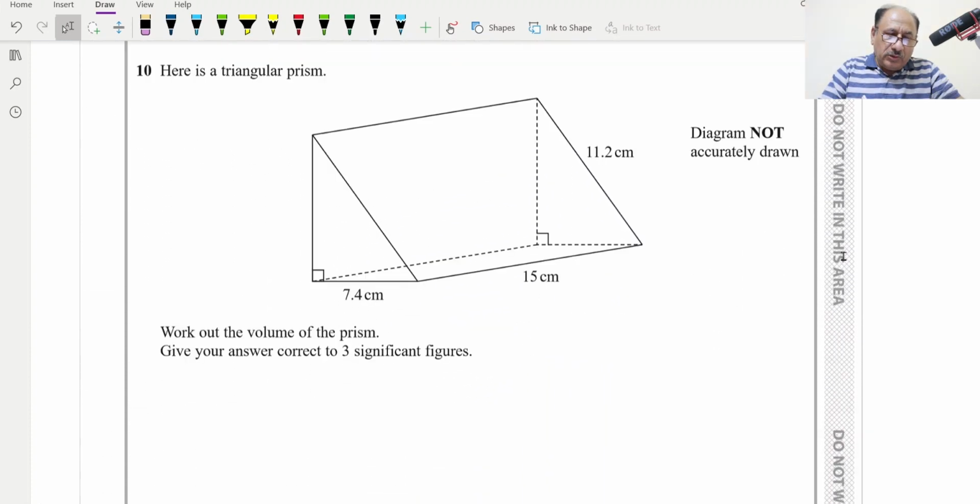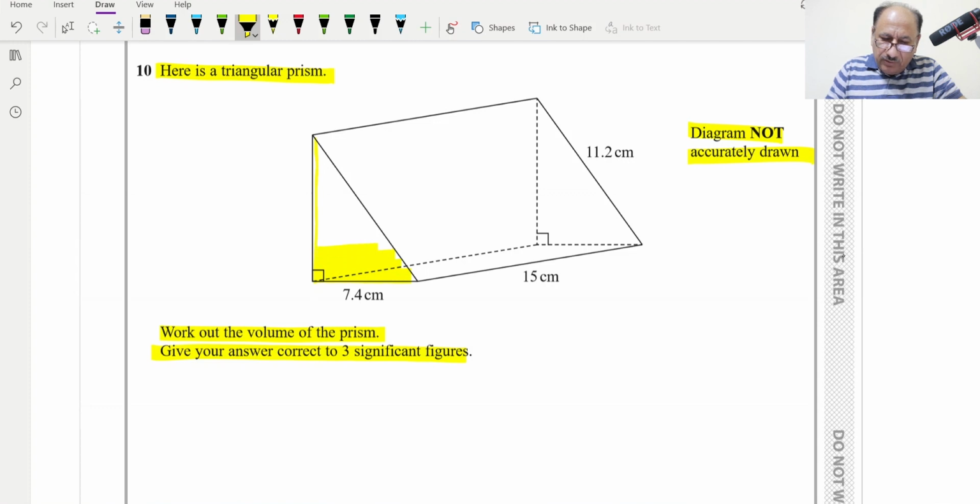This one done. Question number 10. Here is a triangular prism. So this is the triangular prism. Diagram is not accurately drawn. Work out the volume of the prism. Give your answer correct to 3 significant figures. And we know the volume of the prism is what? Volume of the prism is face area multiplied by the length, and the face area is required.